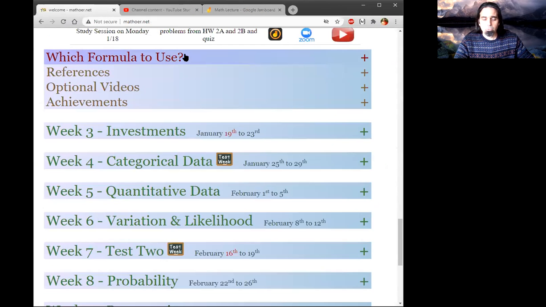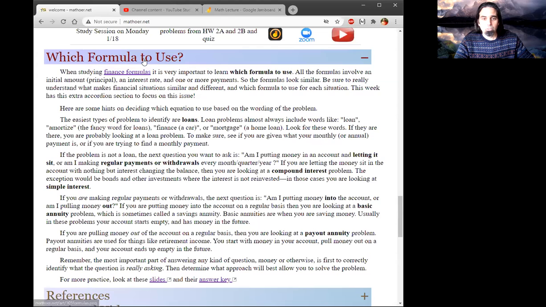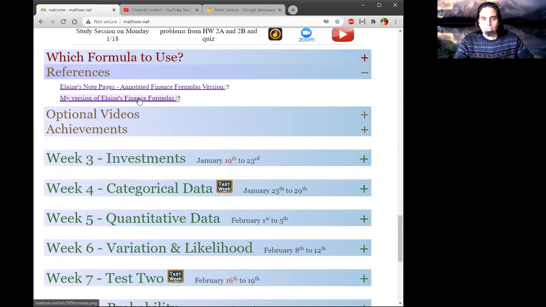So that's this foldout happy thing. There you go. In case you missed it, it's also in the references. So Elaine's notes has the version that Melanie shared, and then here's the version that I made with ours also.